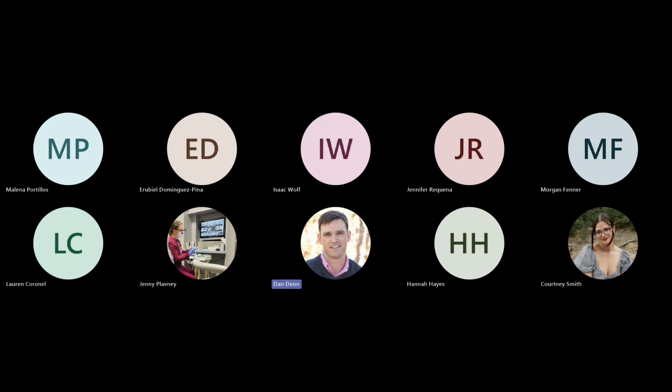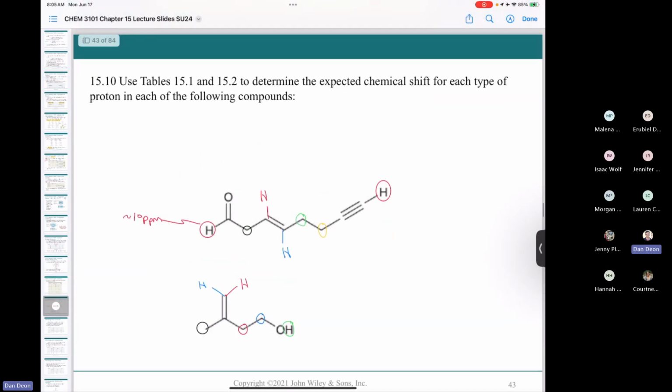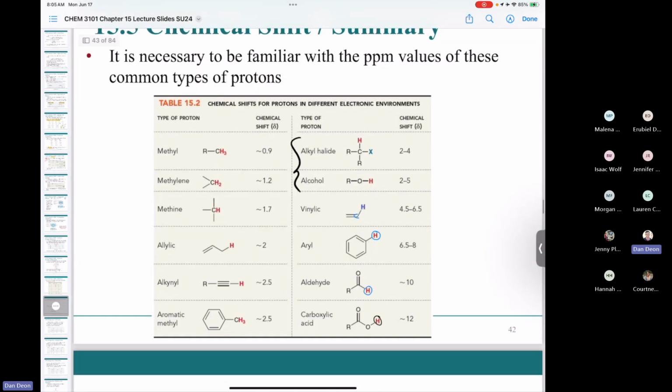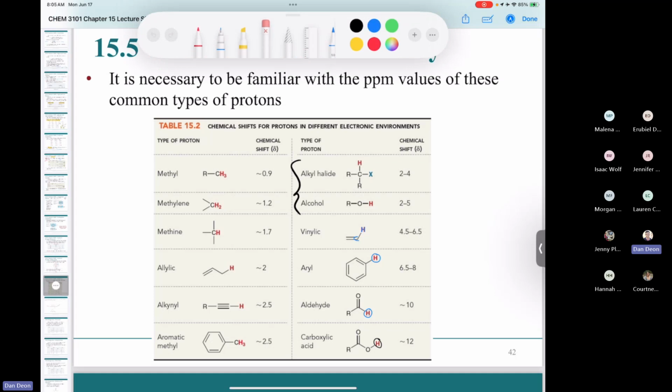Okay, Chemistry 3101. We left off looking at chemical shift, and I said that we were going to tackle this question today, 15.10. But before we do that, let's review chemical shifts. And I'm going to give you a version or allow you to bring in a version of this table, which is posted to Canvas for quiz 15. You're not allowed to use it for the final exam, however. And so it's a good idea to familiarize yourself with these.